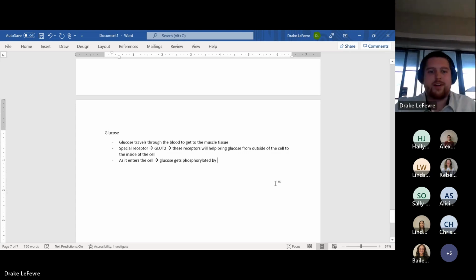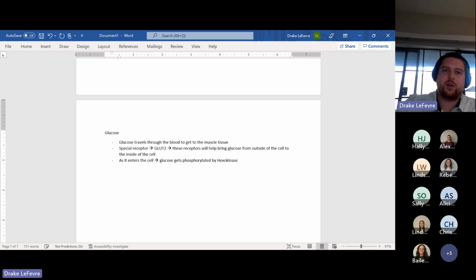Hexokinase. Our hexokinase is what does it. One little note here, hexokinase is present in all of them.